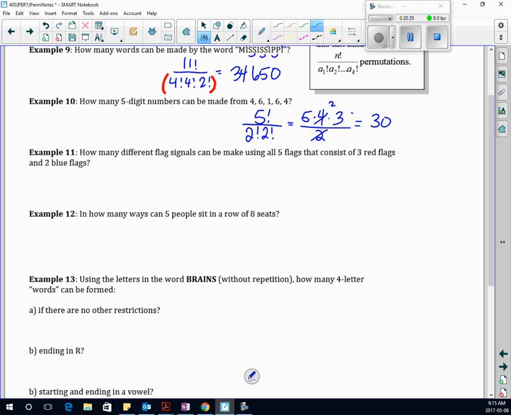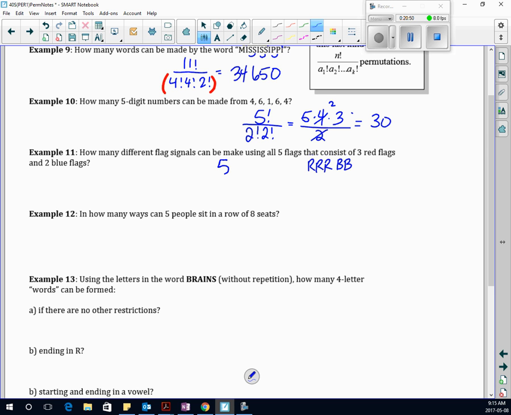How many different flag signals can be made using all 5 flags using 3 red flags and 2 blue flags? So this is something like this. It's like a 5-letter word with 3 R's and 2 B's. That's how you should be looking at it. So how would I do that?